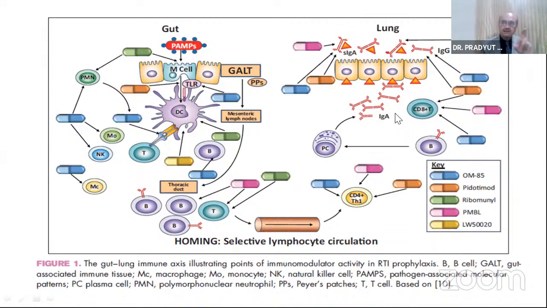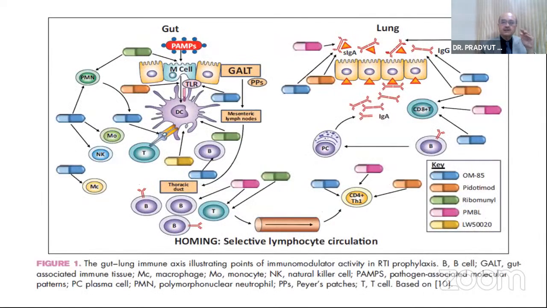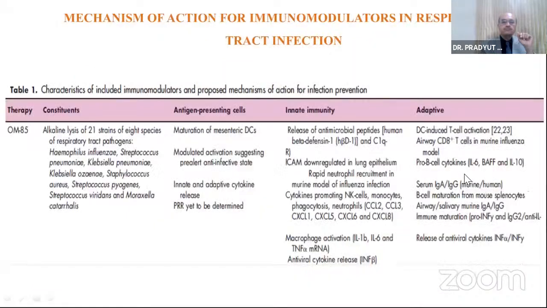So with this background, this is the most important diagram of the talk today. Once you understand this concept of the gut-lung immune axis, how the immunity process starts in the gut and then migrates to the lung to result in production of antibodies, then from here, keeping this in mind, we now move on to the various immunomodulators available and how they act at different levels. The first one to come and which was discovered was OM85.